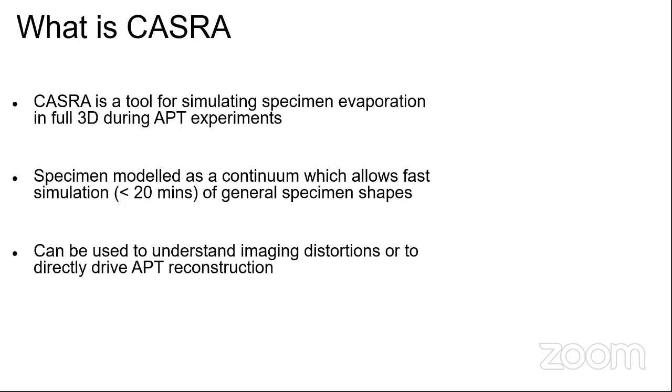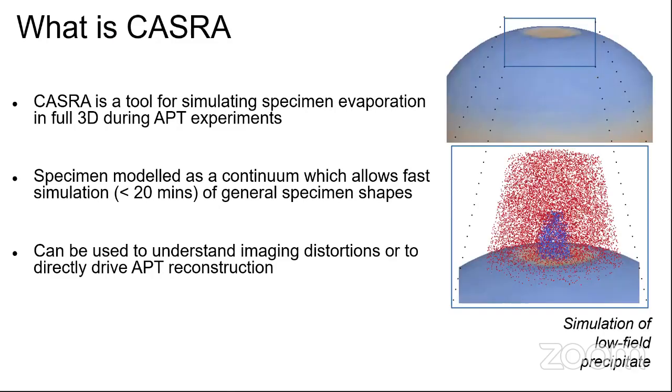Another additional factor of these simulations being so fast is that they can be used to directly drive the atom probe reconstruction, which I'll talk about in a bit. So there's an example of the simulation of a low field precipitate and its subsequent reconstruction. You can see the narrowing distortion that occurs.